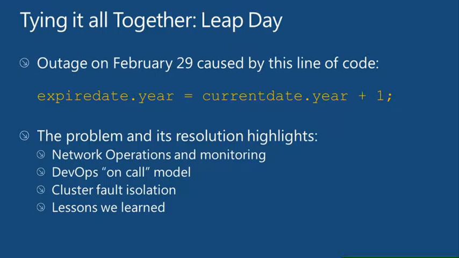So to explain what happened here, I'm going to take you behind our operations center and how it operates on a normal day, then talk about our DevOps on-call model, then talk about what happened. It highlights the cluster fault isolation and the service healing concepts we've talked about, and I'll conclude with the lessons we learned.